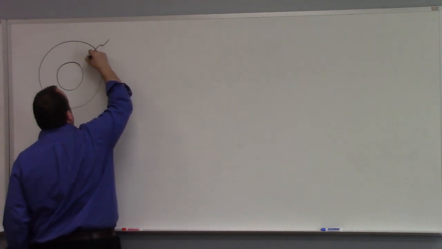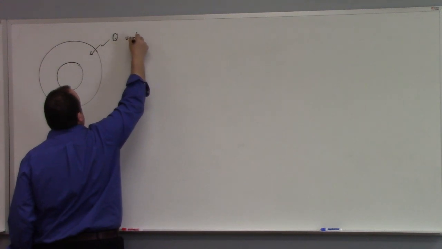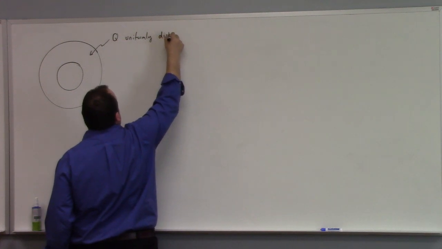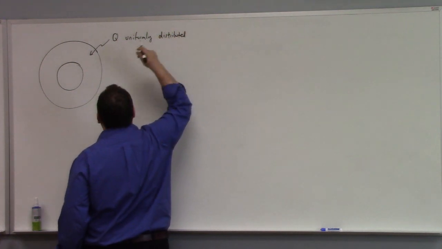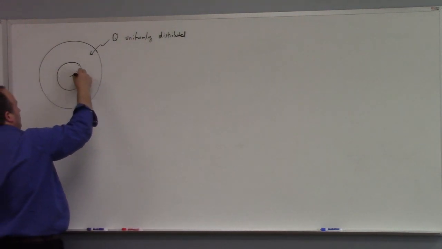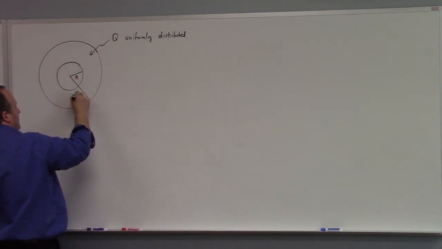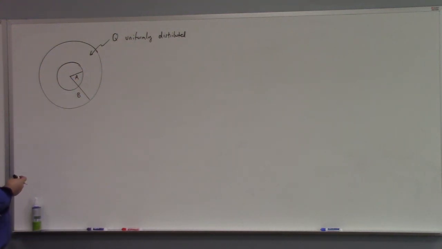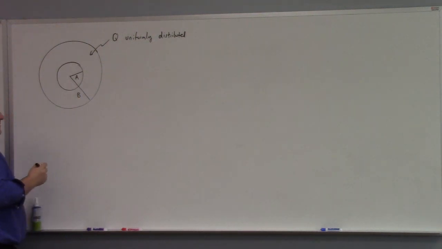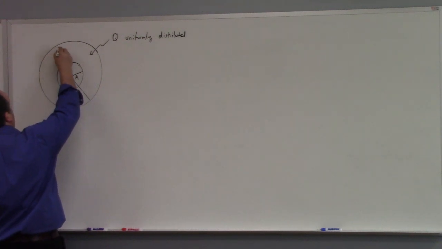charge Q, uniformly distributed, right? And we have inner radius A, outer radius B, right? We worked out the electric field in this kind of situation, right? And here it's empty, in the middle. So the charge is distributed over this spherical shell, solid shell, all right?